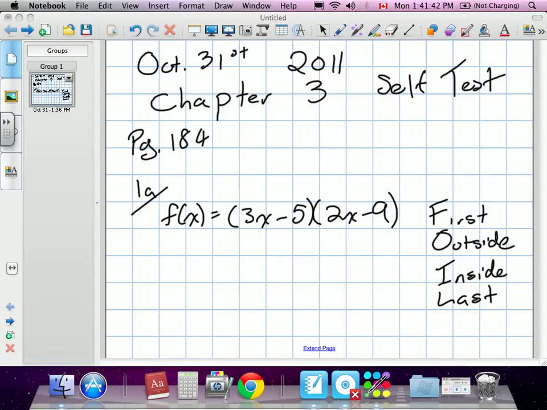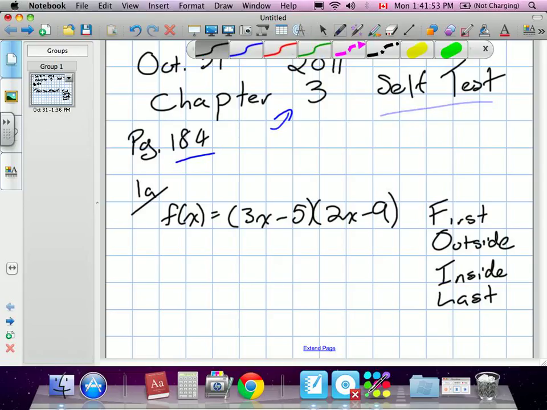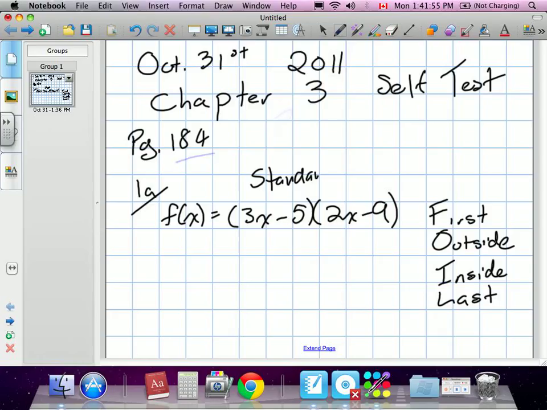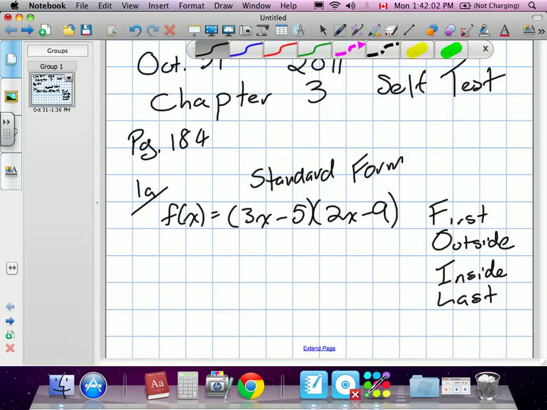All right, today's October 31st, 2011. We're going to do the self-test from Chapter 3, which is on page 184. The very first question says to put this in standard form. Right now we're in factored form, so I'm going to quickly FOIL what's down there, and then the second question to this we'll do with the rainbow method.